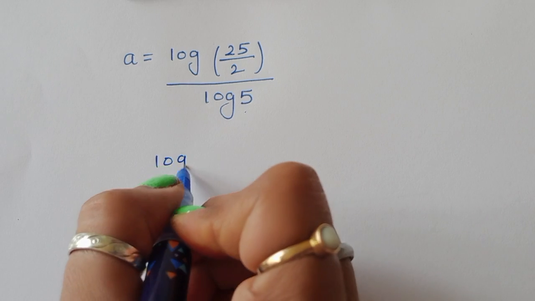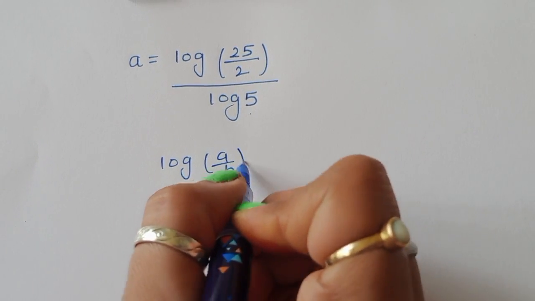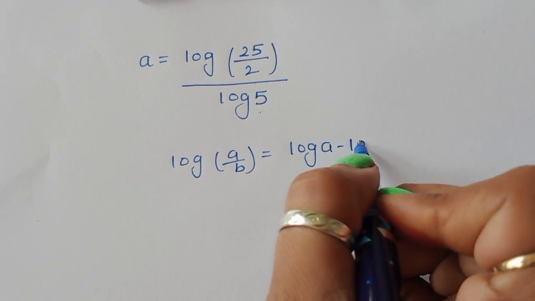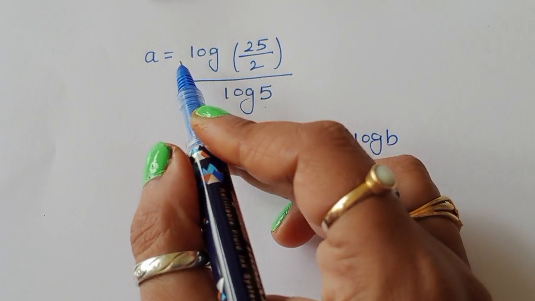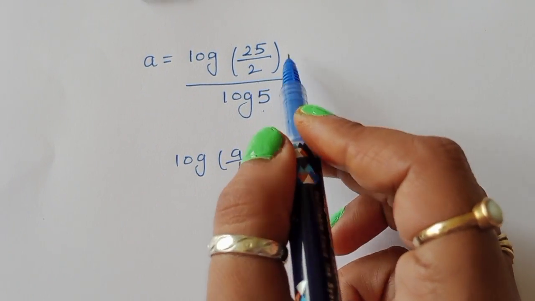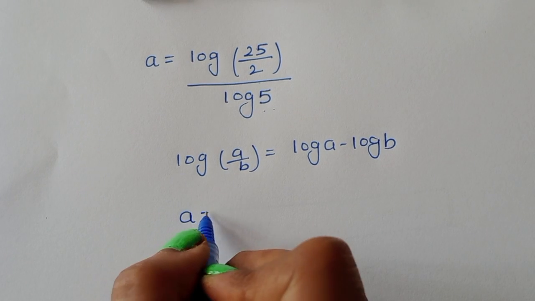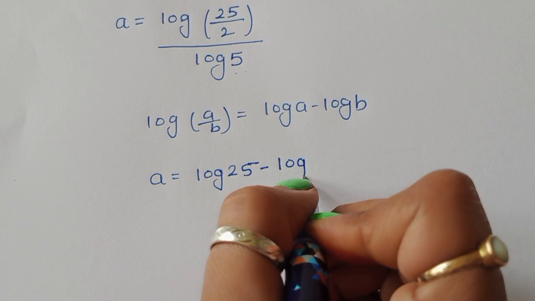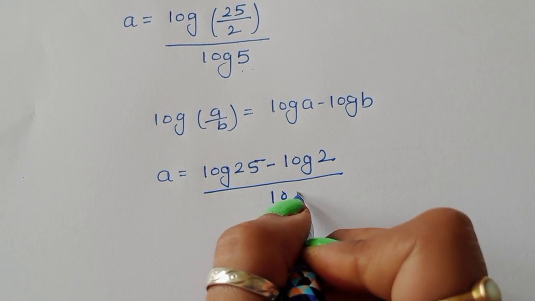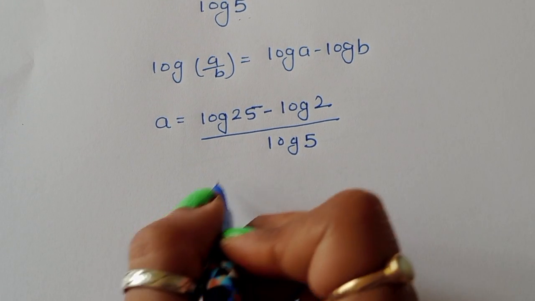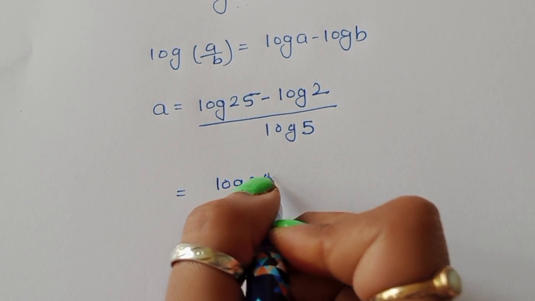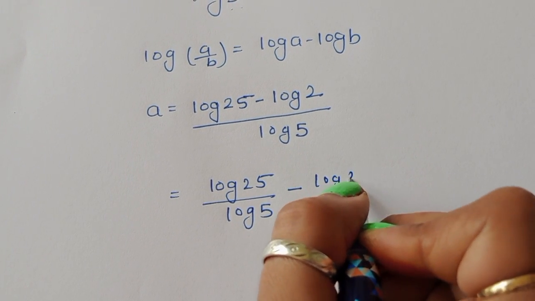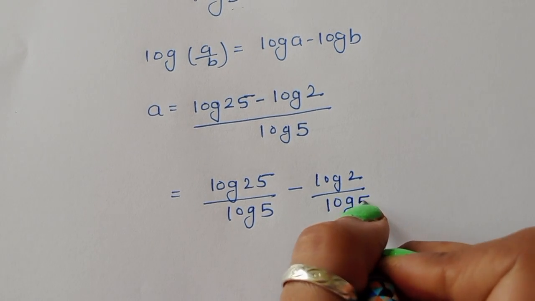Now we know one formula: log of a/b is equal to log a minus log b. Using this formula we can write a is equal to (log 25 minus log 2) divided by log 5. Now we can separate this term: log 25 divided by log 5 minus log 2 divided by log 5.